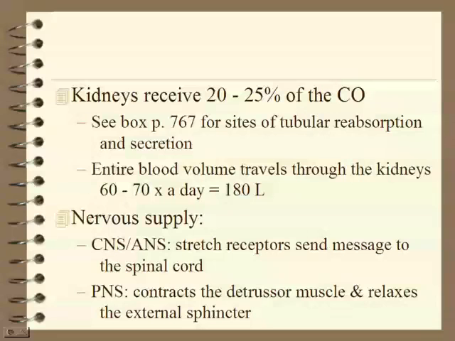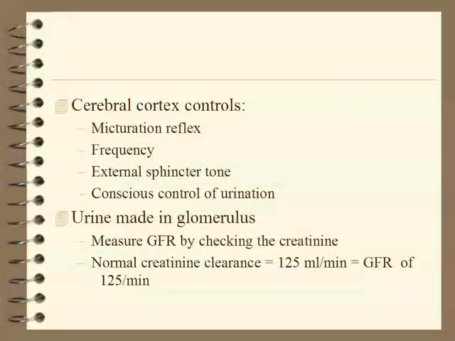The nervous supply to the kidneys, the autonomic nervous system portion of it, provides stretch receptors that send a message to the spinal cord: the bladder's getting full. Your peripheral nervous system contracts the detrusor muscle and relaxes the external sphincter. The cerebral cortex controls your micturition reflex, your frequency, your external sphincter tone, and your conscious control of urination.